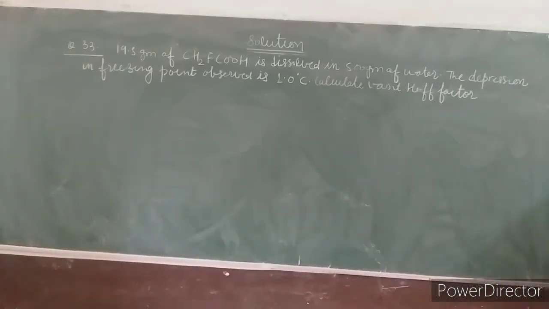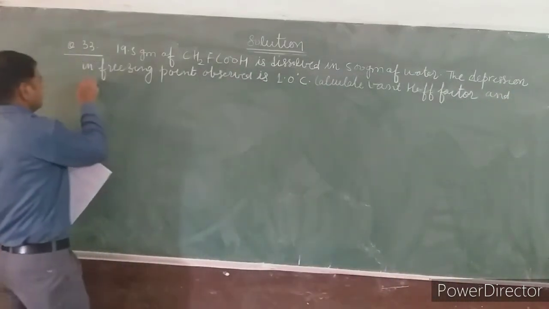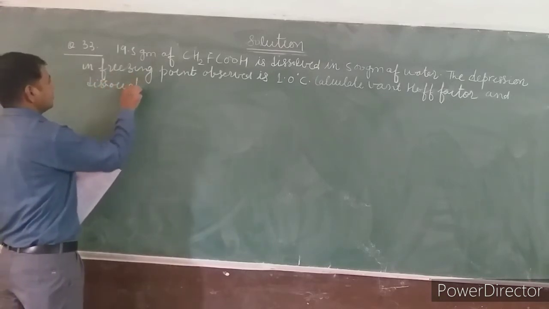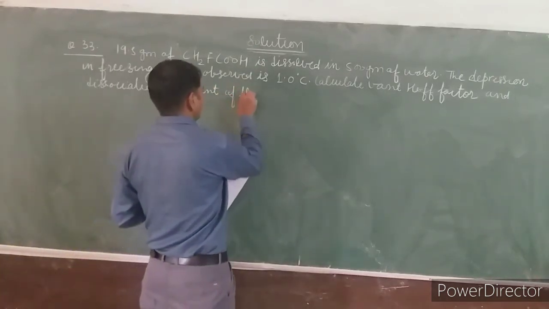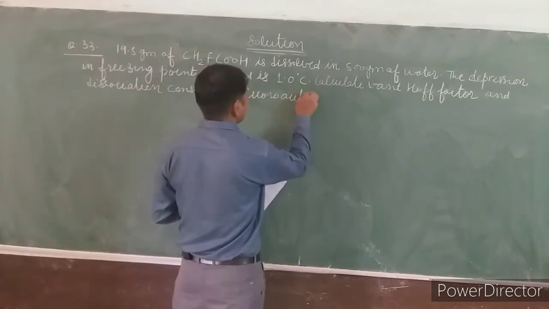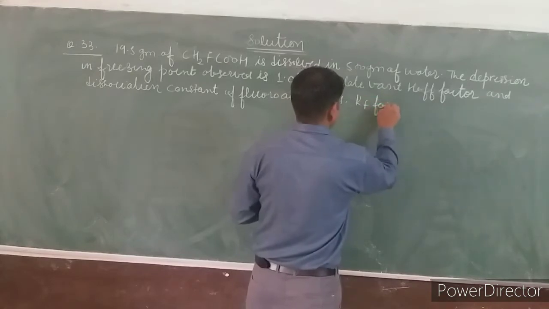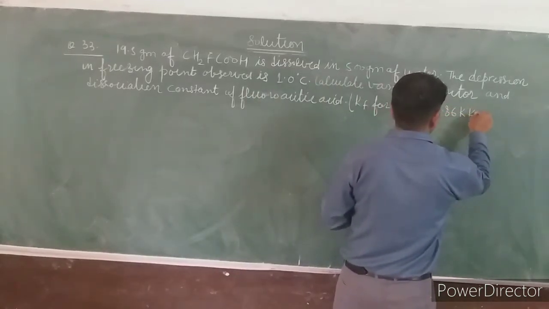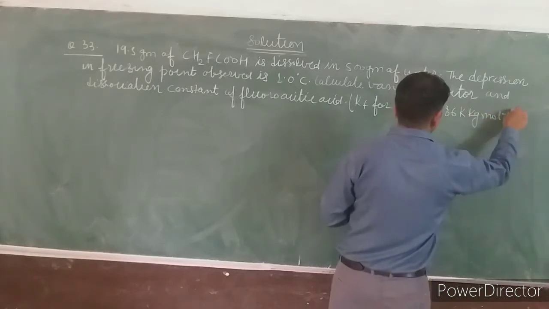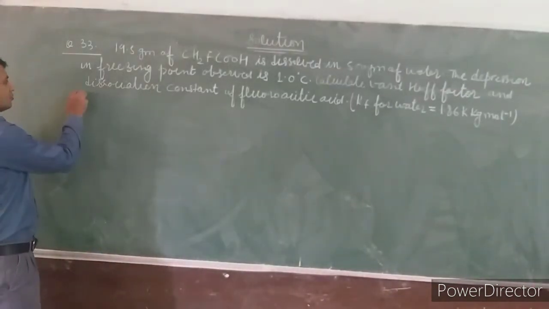and the dissociation constant of fluoroacetic acid. Kf for water has been given, that is 1.86 Kelvin kilograms per mole. This is another problem which is based on this Van't Hoff factor and extent of ionization, meaning dissociation or association. Now, the solution.